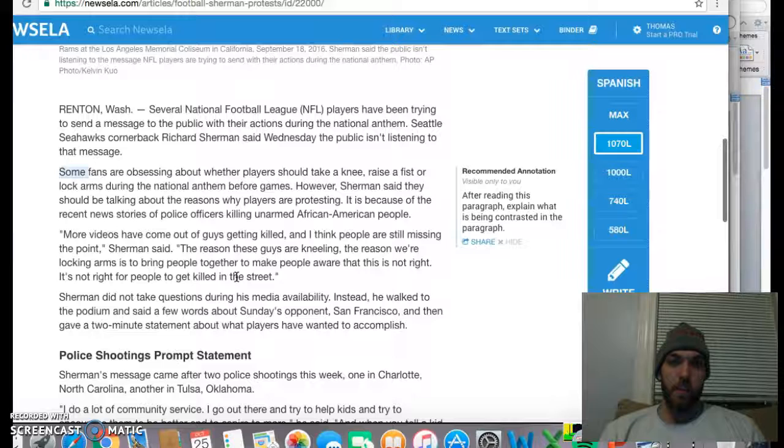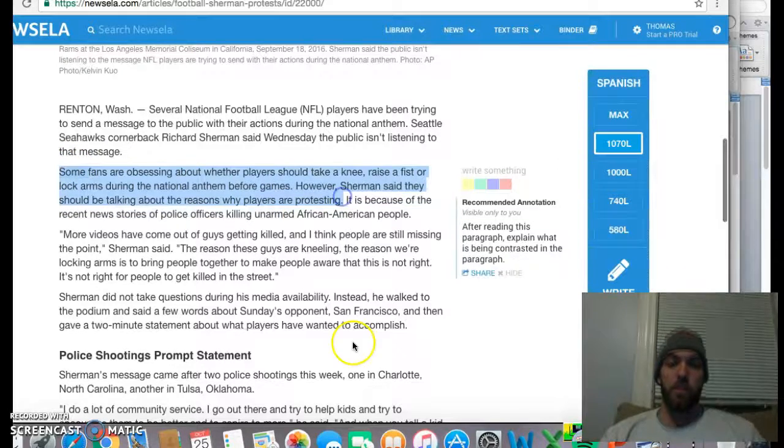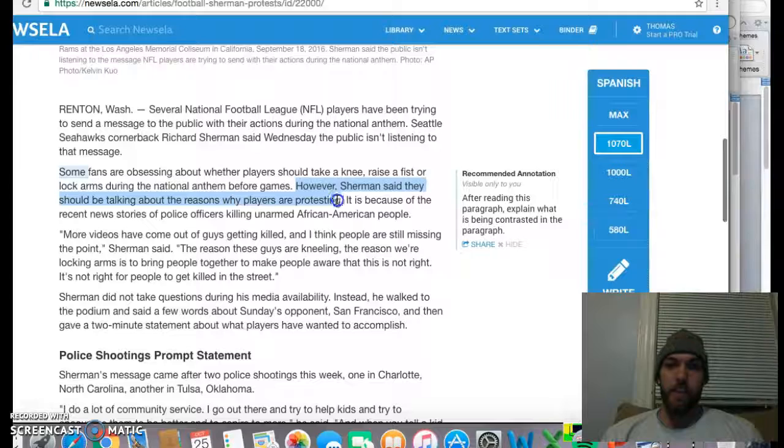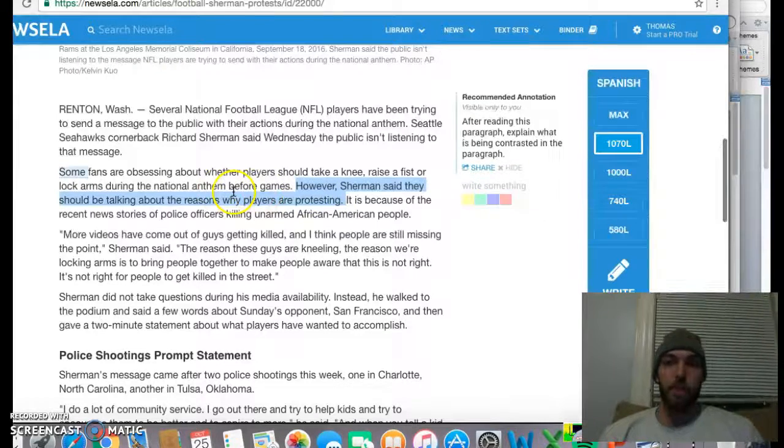So looking at this, it seems to me like it's going to be right here. This looks like it to me. Okay, so after rereading that, this looks like the section. Some fans are obsessed about whether players should take a knee, raise a fist, or lock arms. But Sherman said that they should be worried about why the players are protesting. Okay, so really this is the most important sentence, but this gives a little bit of context to it.